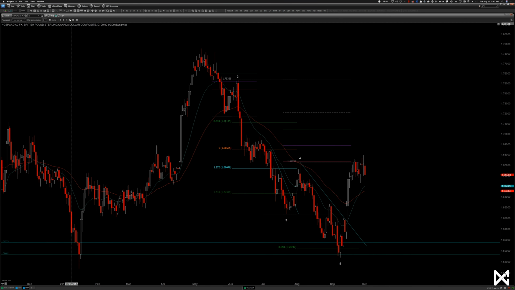So at some point we could have a pullback. Right now it seems like a pullback might be coming in. So to measure that out again, this is a wave 1 breakout, so we're looking for a wave 2 pullback. We're using Fibonacci retracement, measuring the wave 2 pullback. So let's just put a 1 in here.